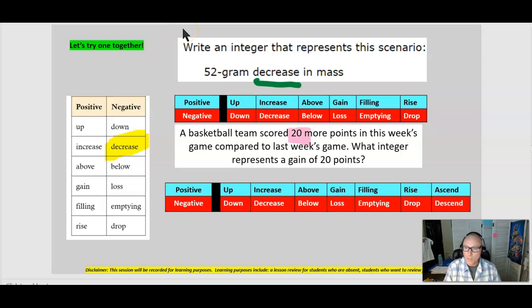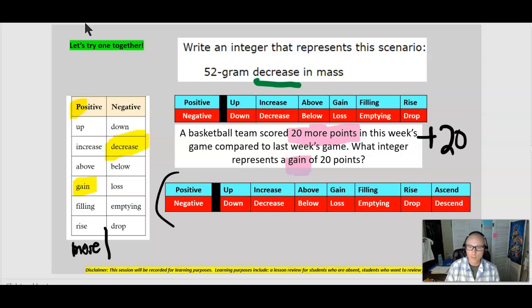Basketball team scored 20 more points this week in the game compared to last week's game. What integer represents a game? So we got more and gain. Where do you see more? I don't see more, but more should be up there. Let's put more in here. More, because more is more. Well, sometimes less is more, but don't read too much into that. But anyway, gain. There it is. Gain is a positive. So this would be a plus 20.